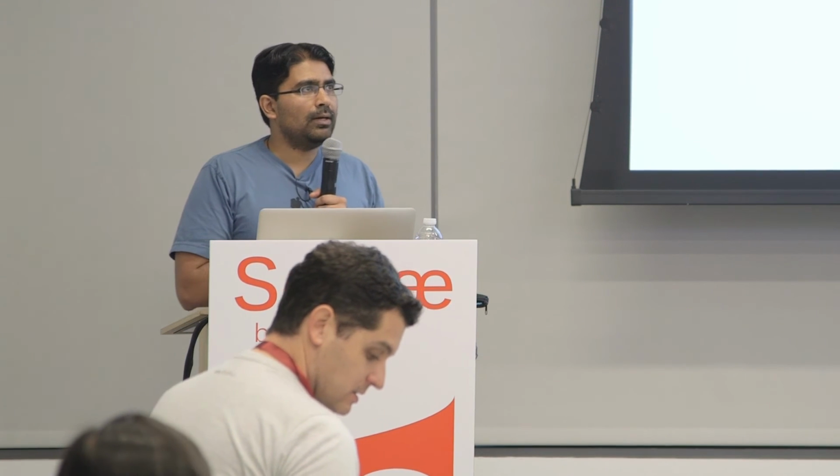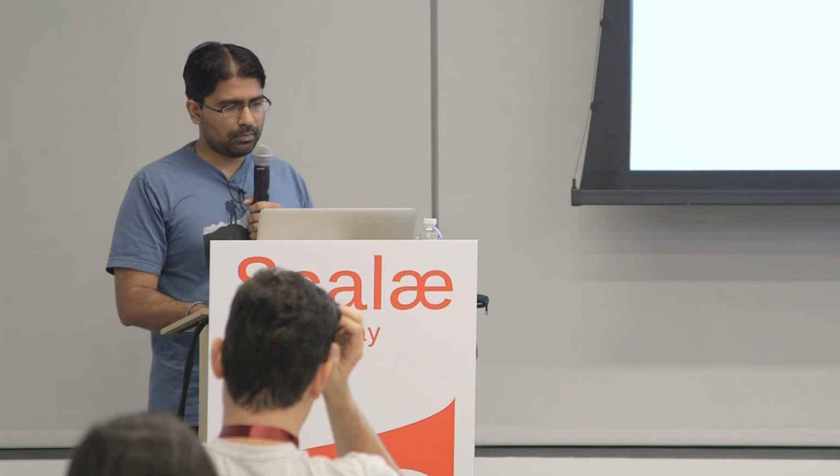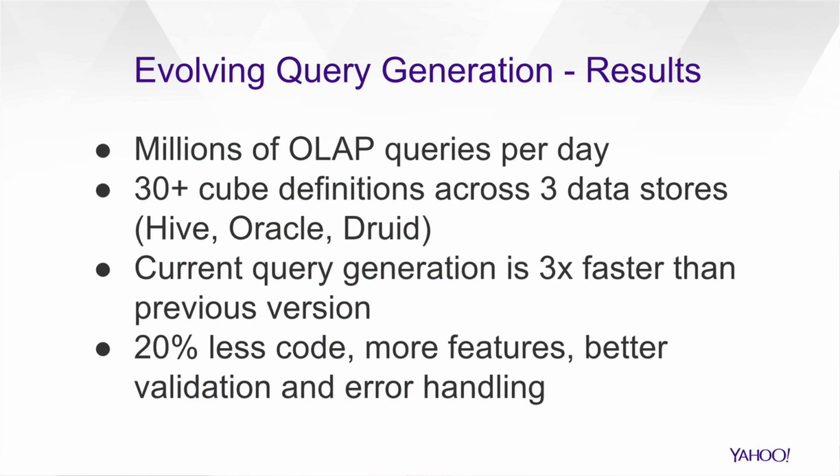All right. So for Hive and Oracle, we can also do things like predicate pushdown. So when we're joining with large dimensions, and some of our dimensions are tens of billions of rows, predicate pushdown becomes a very important optimization. So in production, we run millions of OLAP queries per day. So query optimization is not a nice to have, it's a must have in order to make sure that we are within our SLAs.